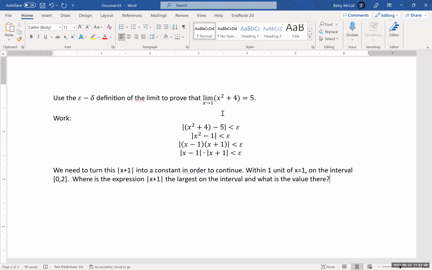That's essentially the claim that we're going to make. So once you get within 1, this x plus 1 expression can never be bigger than, on this interval between 0 and 2, x plus 1 is the largest at x equals 2 and has the value 3.